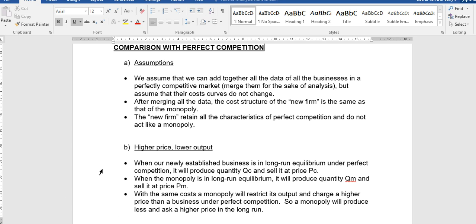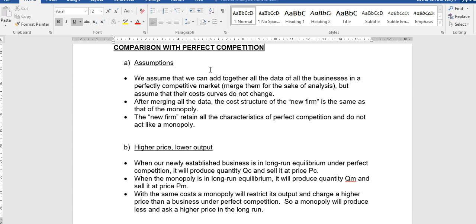Your heading is comparison with perfect competition. Okay, basically we are going to be comparing the monopoly with the perfect competitor. All right, you can make your heading comparison of monopoly with perfect competition. All right, when it gets to the drawing of the graph, I want you to turn your book sideways so that you can draw the two graphs next to each other. The differences are just clearer like that.